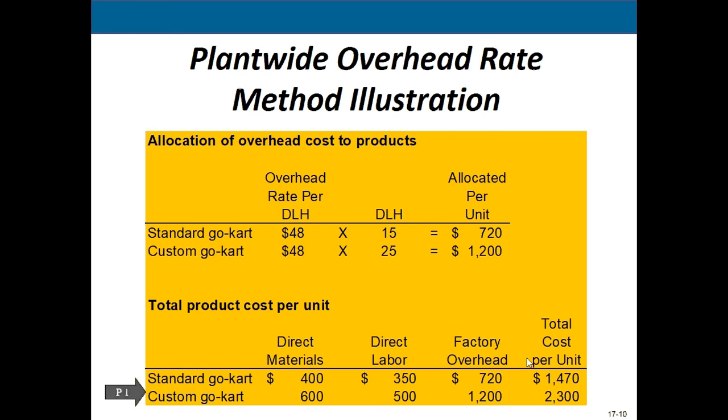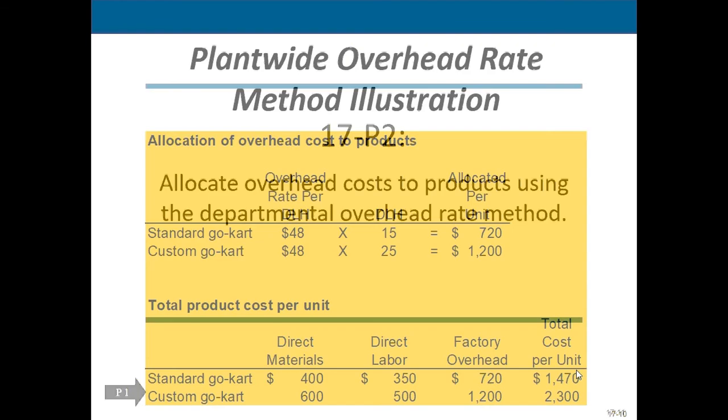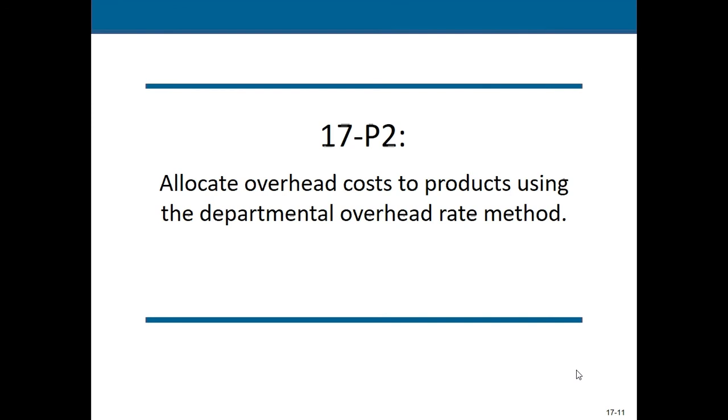If you want your markup to be 100%, then most likely you're going to sell these custom go-karts for about $4,600, and then the standard go-karts for about $2,940 if you have 100% markup. So that's going to be the plant-wide overhead rate.